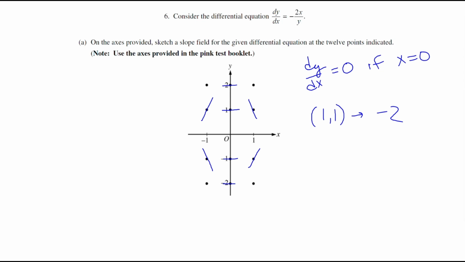And then on (1, 2), if we plug in, if x is 1 and y is 2, we end up getting negative 1. So we'll put a slope of negative 1 there, and that'll reflect to all the other quadrants as a positive 1 in the 4th and in the 2nd quadrants, and a negative 1 in the 3rd quadrant. And they gave you 2 points for that, 1 for the 0 slopes and 1 for all of the other slopes.